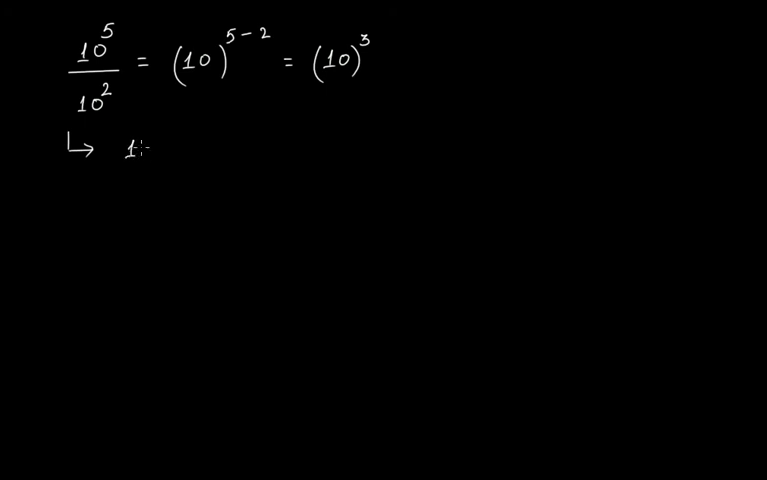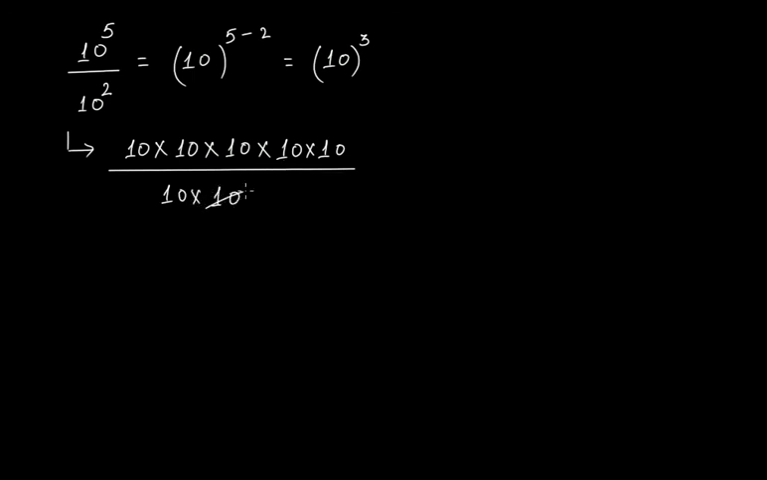This will be 10 times 10 times 10 times 10 times 10, and this comes as 10 times 10. Now it's gone. We are left with 10 times 10 times 10. So we can write this in an exponential form. In the exponential form, that is 10 to the 3rd power. Now clearly it's the same as this one, right?